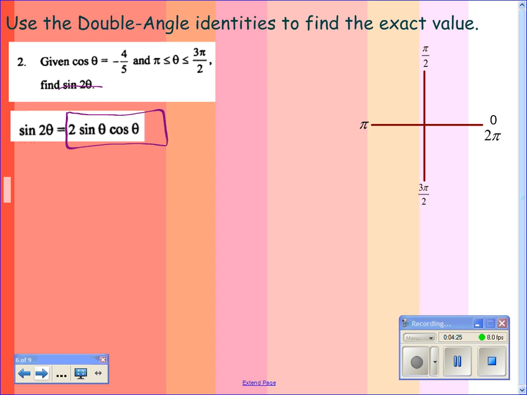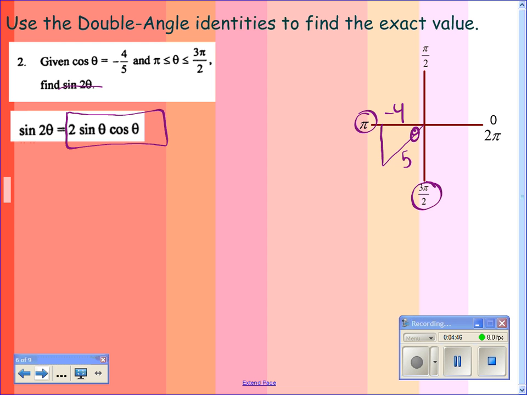So this time we need to set up our triangle. Okay, so we're between pi and 3 pi over 2, so that's in quadrant 3. So we'll set up our triangle. Cosine is adjacent over hypotenuse. So negative 4 is our adjacent, and our hypotenuse is 5. Remember, your hypotenuse is always positive.